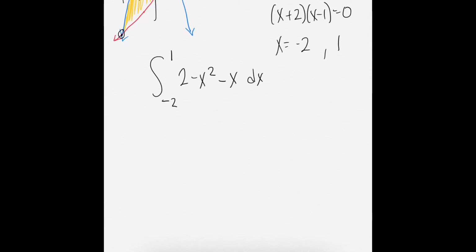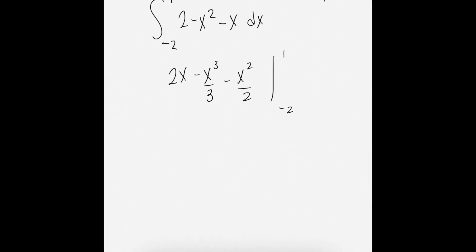So this guy is really easy to integrate. We know how to do that. So let's integrate him. Pause the video, do it yourself. I'll keep going. This gives me 2x minus x cubed divided by 3 minus x squared over 2 from negative 2 to 1.